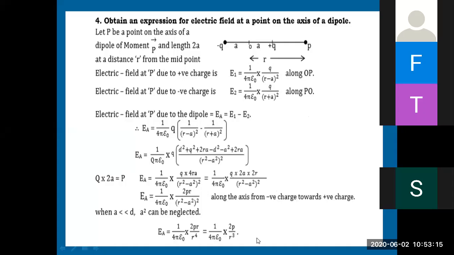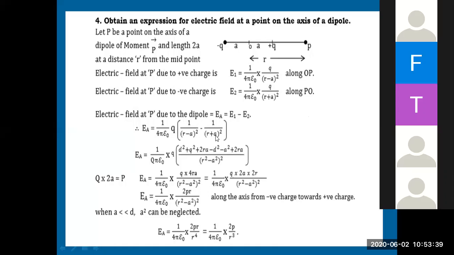Anita, what is A plus B the whole square? A square plus 2AB plus B square. Can you apply it here? Okay, apply it for the formula R plus A the whole square. How will we write it? R square plus A square plus 2AR. Very good. Then put a negative sign. Here you will write it as R square plus A square minus 2AR in formula for R minus A the whole square. Very good, Anita.